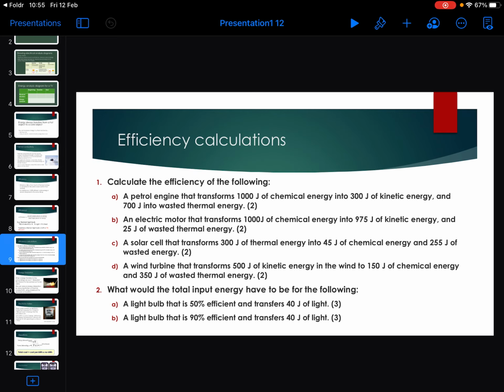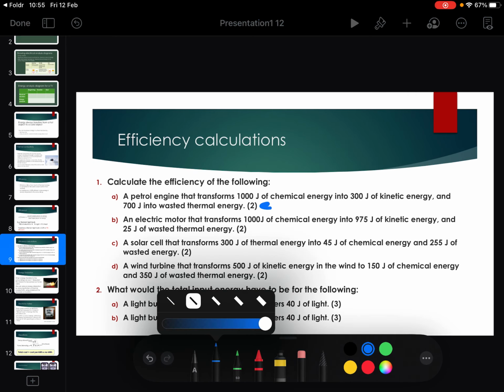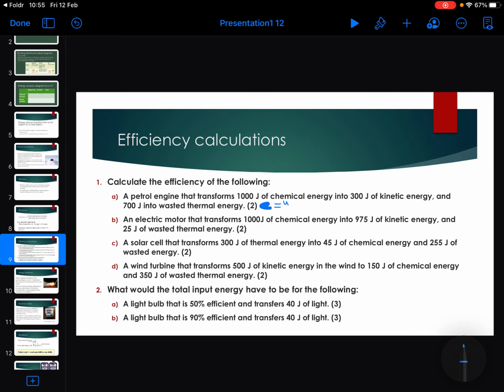Okay, question 1a. A petrol engine that transforms 1000 joules of chemical energy into 300 joules of kinetic energy and 700 joules of wasted thermal. Efficiency equals useful over total, which is 300 joules, because the kinetic energy is what you actually want from an engine, over 1000, giving you 0.3, or 30%.